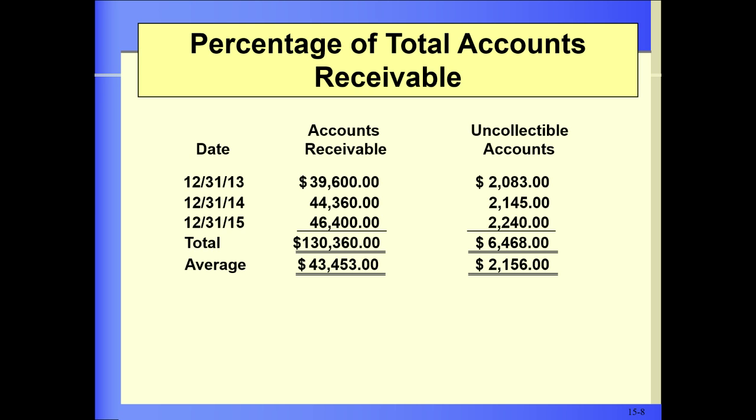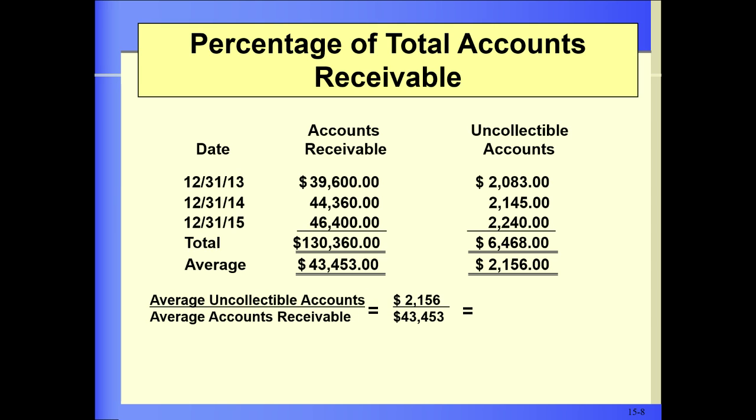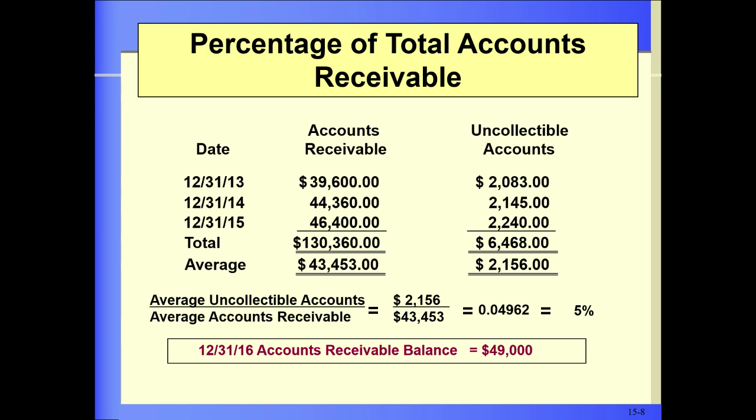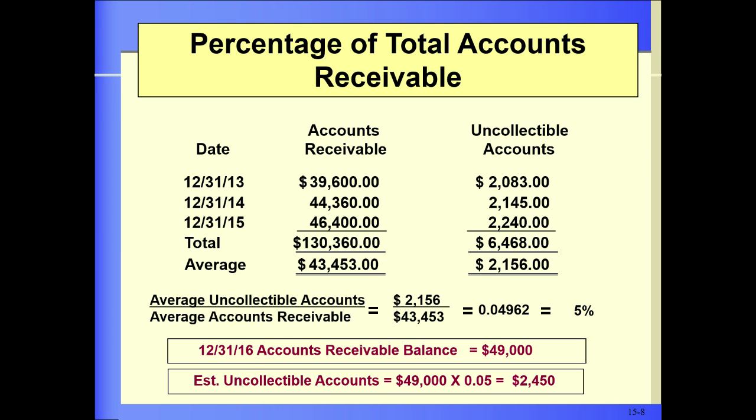of $2,156. Now we can do a little bit of math, and we can divide our average uncollectible accounts by our average accounts receivable to come up with a decimal number that we can convert into a percentage. If we round, we're looking at right around 5%. Now this amount gives us the ability to estimate our 2016 accounts receivable, and using the 5% determine how much of that we think is going to be uncollectible. So for 2016, we have an estimate of $2,450 that we think will be uncollectible.